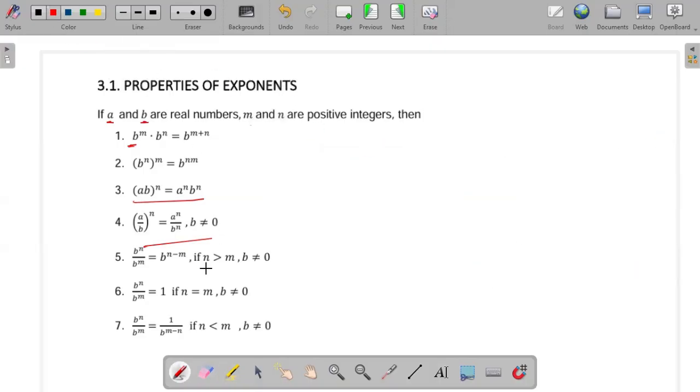So the next property is telling us that if I'm dividing b to the power n over b to the power m, so we're saying b raised to the power n and b raised to the power m, like this, is going to be equal to 1 if and only if my m is equal to n. So if the exponent here is equal to the one which is down, this is going to give us 1. So if I have 2 raised to the power 3 divided by 2 raised to the power 3, this is going to give me 1.